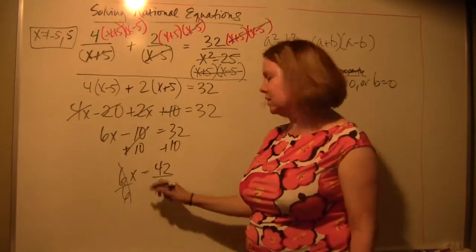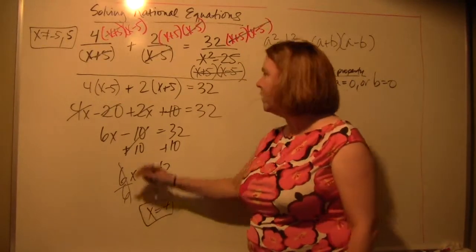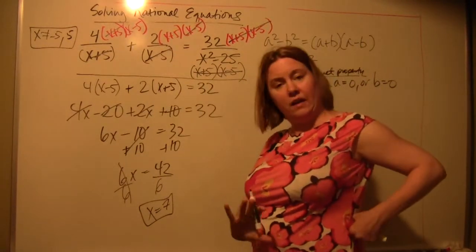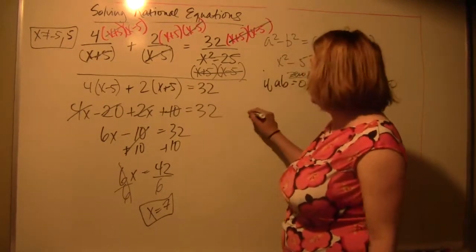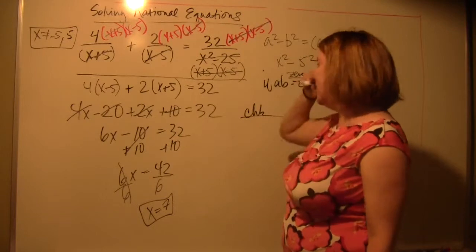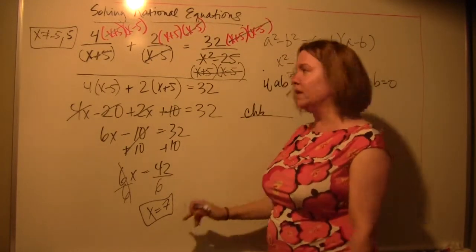Whatever the coefficient of x is, that's what you divide by. So we get x equals 7. Notice it's not negative 5 or 5, so we're okay. I am going to do a quick check for you, though. Check. So go back to the original equation and plug 7 in wherever you see an x.